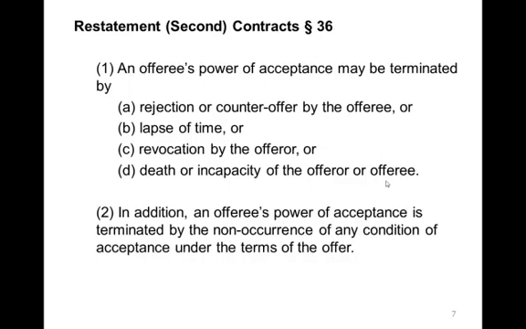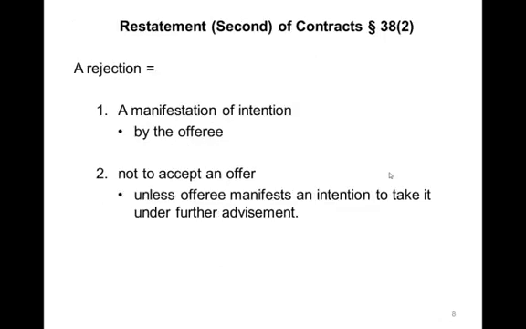And let's take a look at Section 36. It says an offeree's power of acceptance may be terminated by a rejection or counteroffer by the offeree, or lapse of time, or revocation by the offeror, or death or incapacity of the offeror or offeree. In addition, an offeree's power of acceptance is terminated by the non-occurrence of a condition of acceptance under the terms of the offer. We're going to focus in on subsection 1.